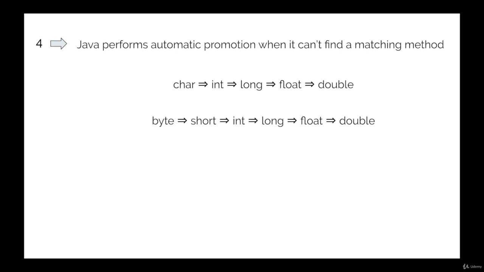So in this lecture, we are going to continue with the rules for method overloading in Java. In the last lecture, we discussed around 4 rules. We also took a look at how Java performs automatic promotion when it doesn't find the matching method. So let's go further and understand the remaining rules in method overloading in Java.